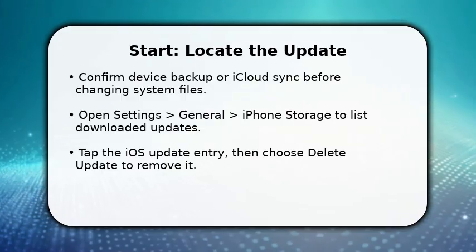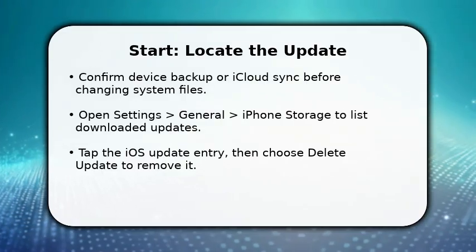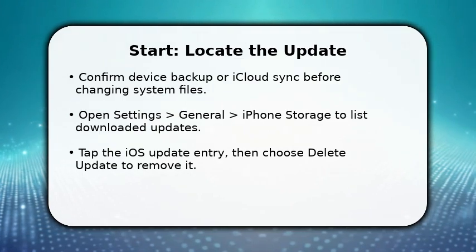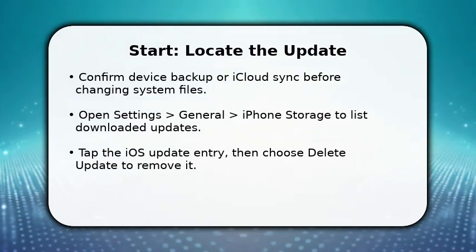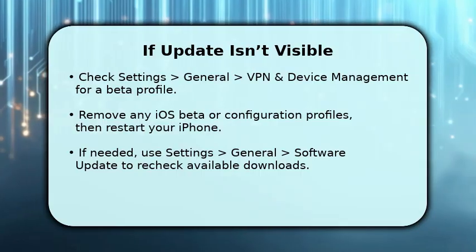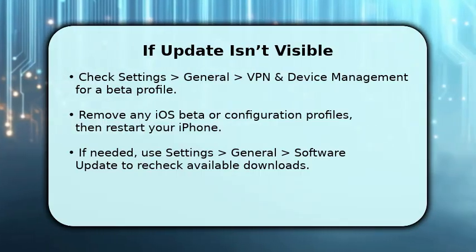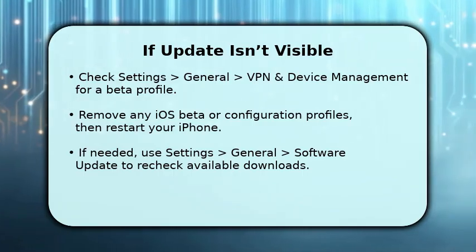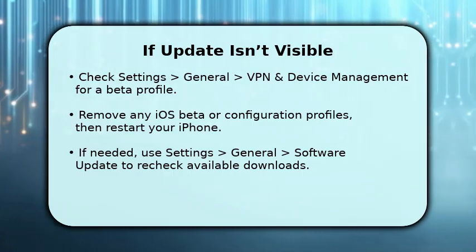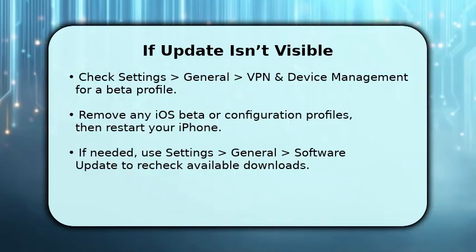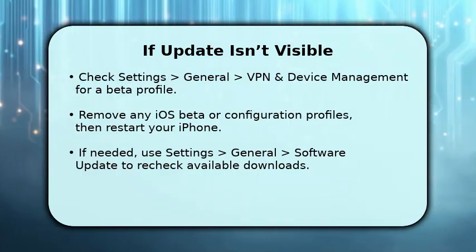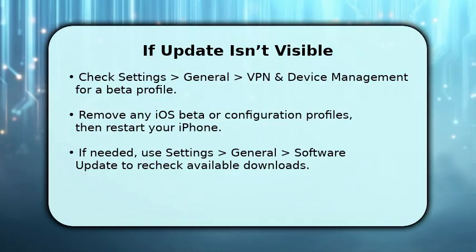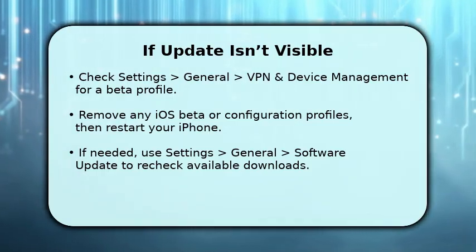This clears the on-device package without changing your installed iOS version, so you avoid an accidental install while preserving your apps and data. If you don't see the update in iPhone storage, you may have a profile preventing removal. Go to General and open VPN and Device Management. Remove any iOS beta or configuration profiles to stop future downloads. Once removed, restart your iPhone to clear temporary caches and force the system to reevaluate stored installers.